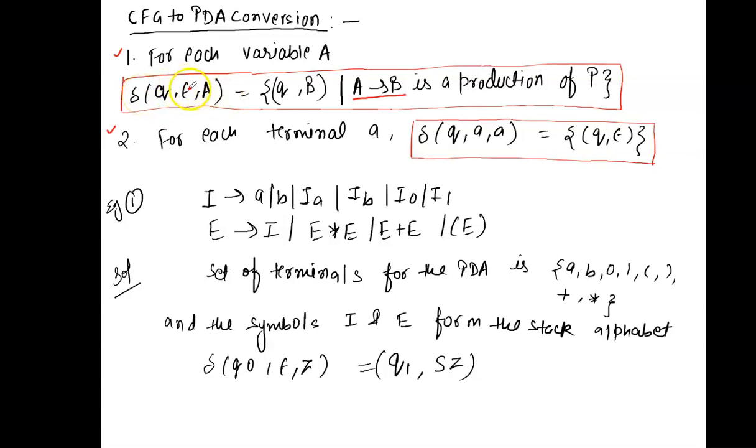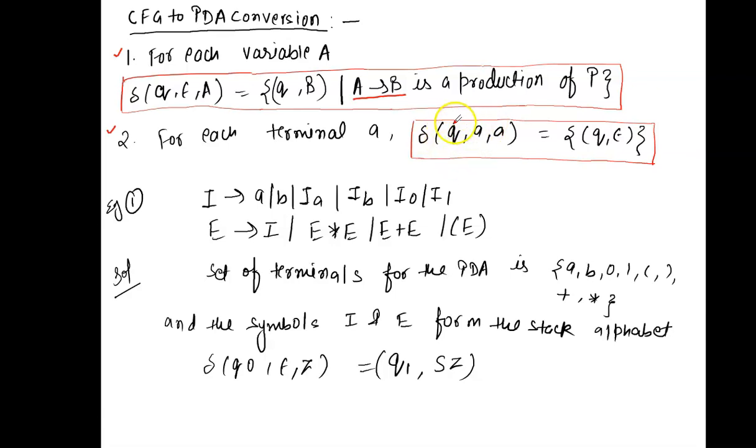In the transition function for a pushdown automaton, we have three parameters: here the current state, here the input we are reading, and here the top of the stack. And then here I'm going to write the next state, and here the stack content. So from this production form, I'm going to write the transition function for each variable A or non-terminal, and for each terminal I'm going to write this transition function.